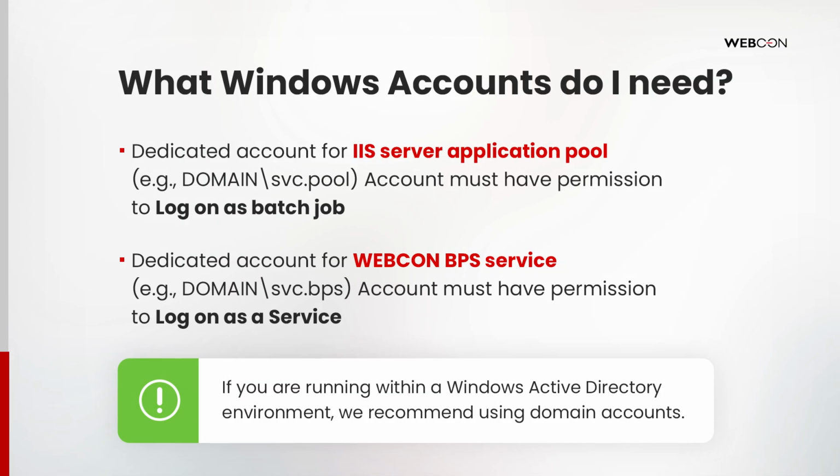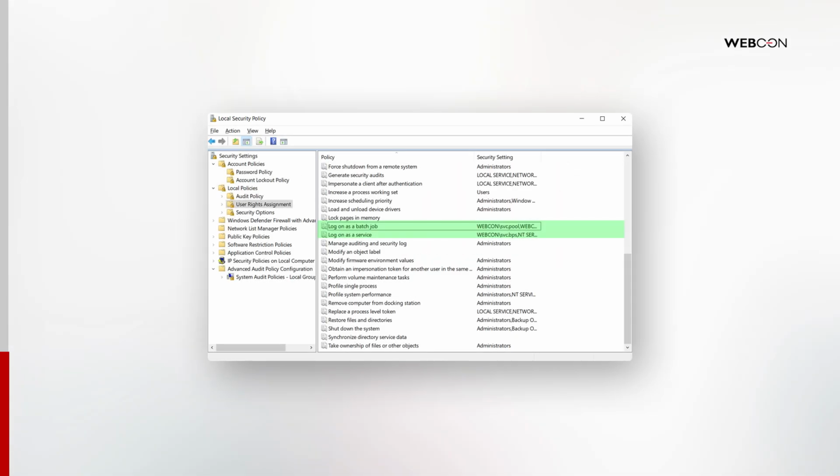For a scenario like this one that uses Active Directory, you will need to create two accounts. One account with logon as batch job permissions, this will be known as the application pool account, and another account with logon as service permissions. This will be known as the service account. We strongly advise using two separate accounts for this. Having both of these permissions on one account and using it for both roles is not recommended.